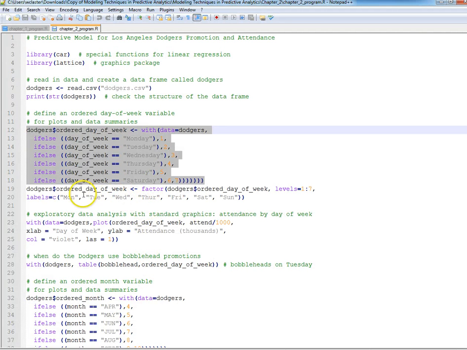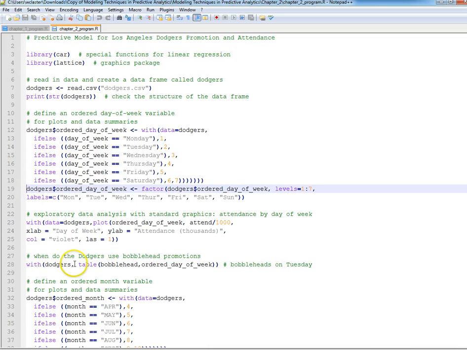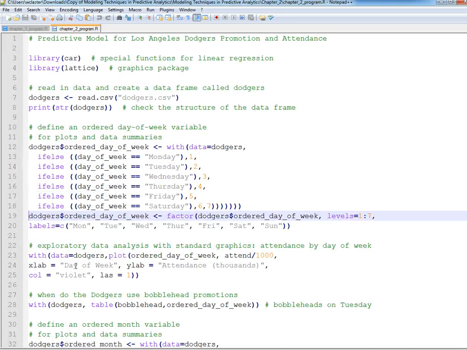Okay, now, what's he going to do on line 19? What's he doing on line 19? What's one thing that he's doing on line 19? The most basic thing he's doing on line 19. He's taking ordered day of the week, which we just created, and he's recoding it somehow because it's still ordered day of the week, right? What's he doing here? He's making it into a factor, okay?